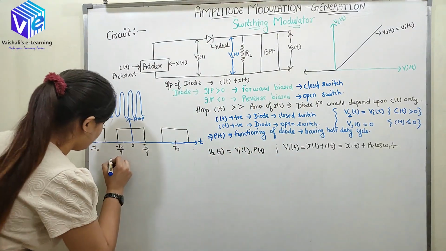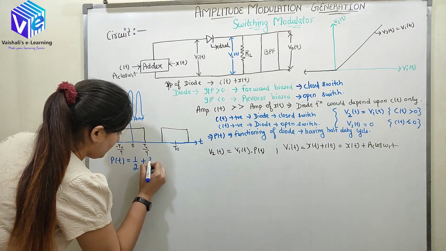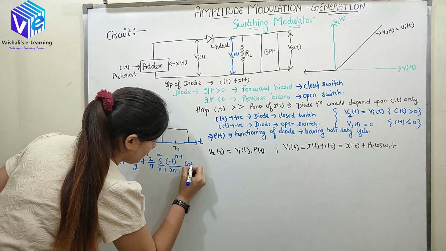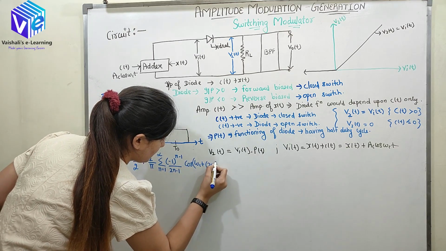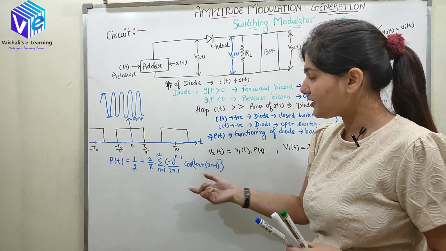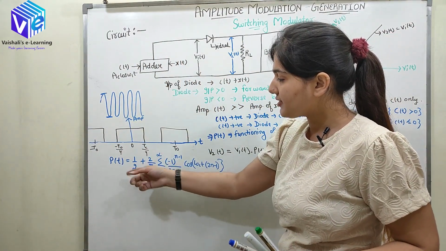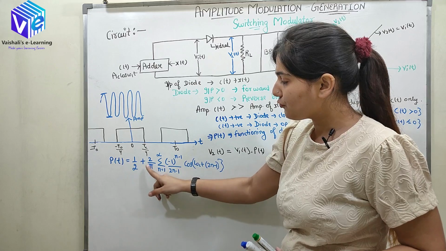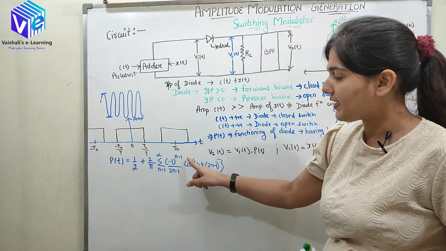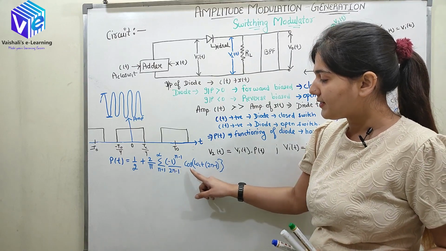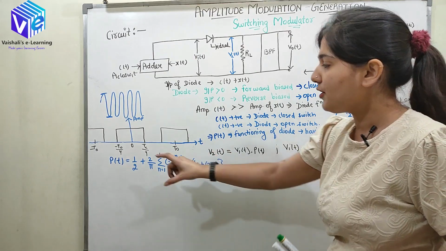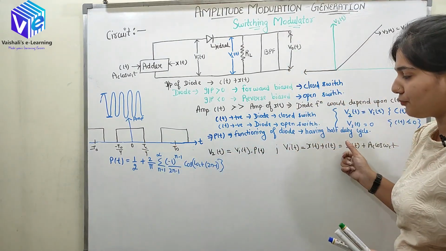So PT is represented using Fourier series, and with the help of Fourier series I represent PT to be 1/2 plus 2 by pi summation n is equal to 1 to infinity minus 1 raised to power n minus 1 upon 2n minus 1 cos omega ct into 2n minus 1. So now this is my PT, this is my input voltage.